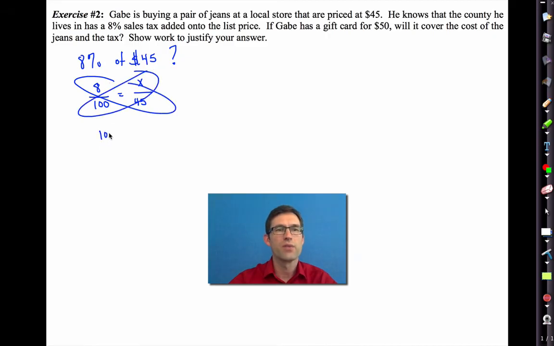All right, we can cross multiply now. 100x is equal to 8 times 45, which is 360. Divide both sides by 100, and we find 3.60. So there's your tax, right? Now we haven't answered the question yet.